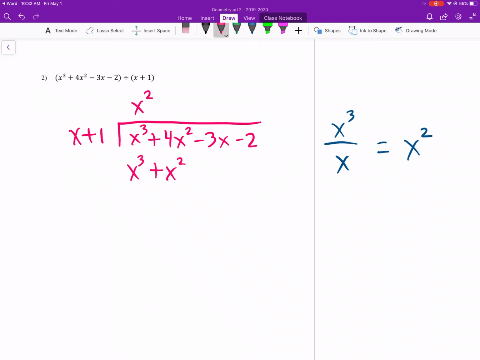Now, subtract. What happens when I subtract? Change the signs. That becomes negative. And this is where it gets a little tricky. This positive sign right here, we have to treat that like it's a negative. Okay, change it from positive to negative. What do we end up with? Remember, first terms cancel. And now we have 4x squared minus x squared, which is 3x squared.